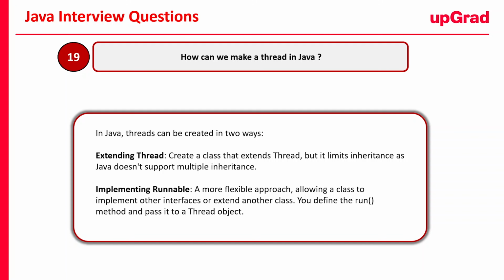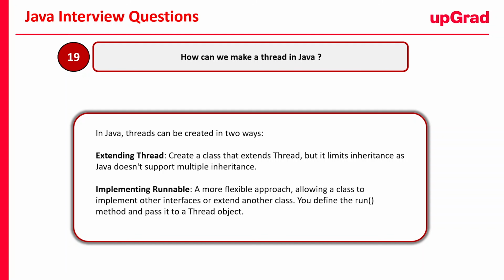Second is by implementing the Runnable interface. This is a more flexible approach as it allows your class to implement other interfaces or extend other classes. You define the run method and pass an instance to a Thread object. The Thread class provides helpful methods and constructors to manage thread operations, making it easier to start and manage threads. This explanation is concise, covering both approaches and highlighting the flexibility of implementing the Runnable interface. So this is how you can answer the question of the interviewer.